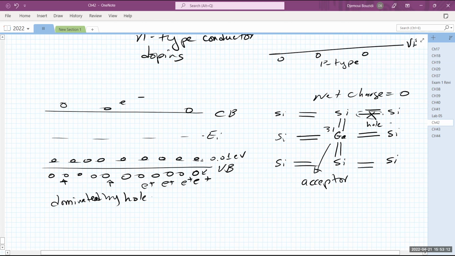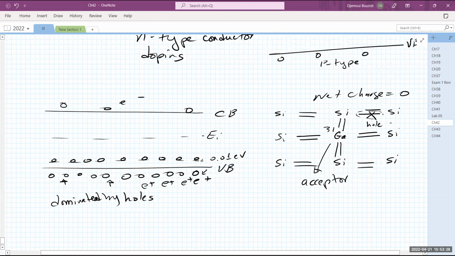Dominated. Okay. So they're the ones who are going to be responsible for the conductivity of this material more than the electrons, which still exist because of the intrinsic process. Okay. So that is the point being in here.